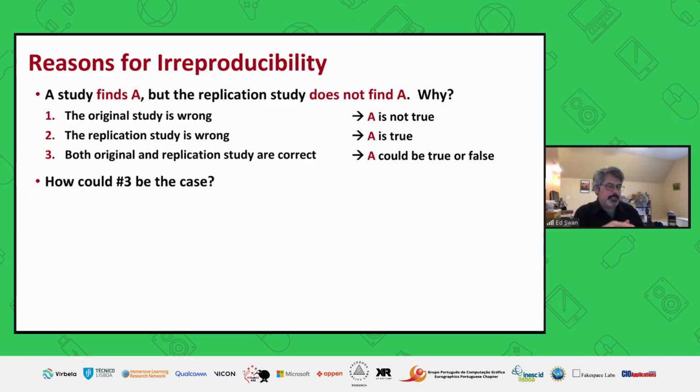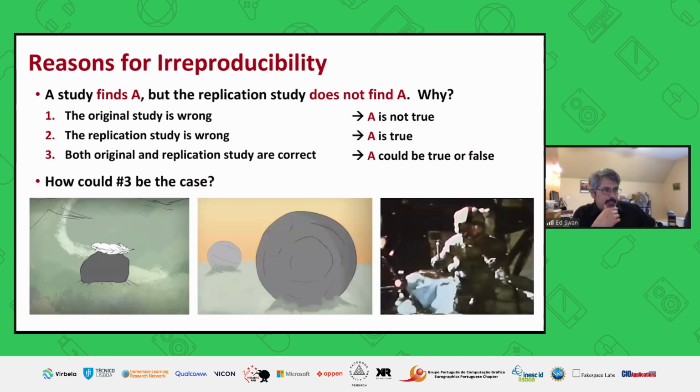Many things can differ in an experiment. The experimenters can differ, the participants can differ, the methods, equipment, analysis can differ. You can also have random variation. So we've talked about the type 1 errors, the type 2 errors. So these are real errors. In this example here, the story of Aristotle, Galileo, and then astronaut David Scott, number 3 is the case.